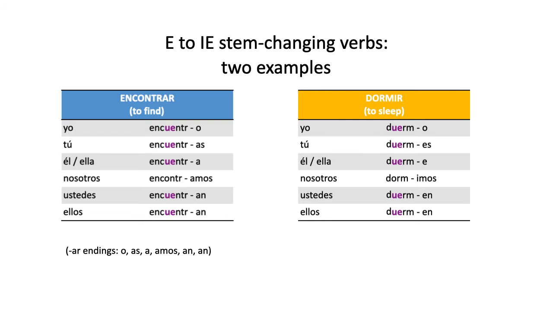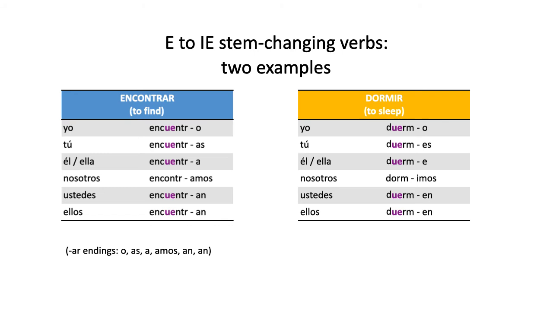Dormir, which means to sleep. It's a very important verb, at least in my opinion, right? Again, it's an O to UE stem changing verb, right? So I remove the ending, the two letters IR. I'm left with dorm. That stem has an O. It's an O to UE stem changing verb. So I change that O for UE everywhere, but for the nosotros form. So it goes duermo, duermes, duerme, dormimos, duermen.